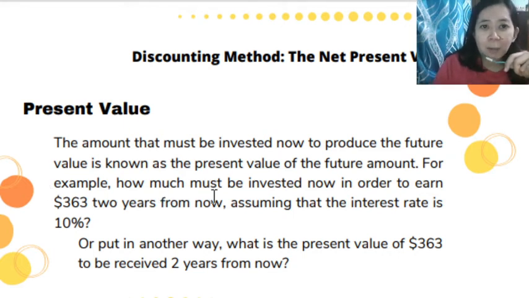The question here is, how much must be invested now in order to earn $363 in 2 years, assuming that the interest rate is 10%? Or in other words, if you want to receive $363 after 2 years with 10% interest, how much should you invest today? This is the question that we refer to as the present value of your investment.